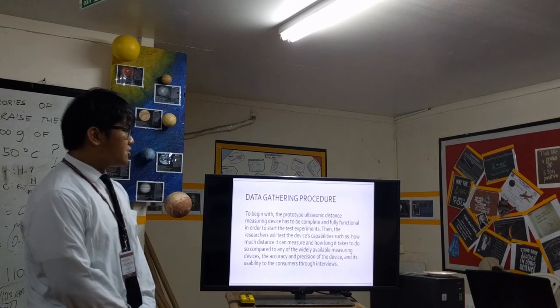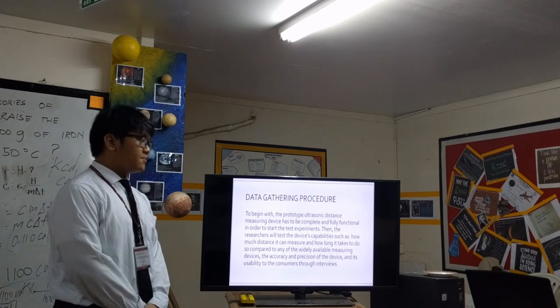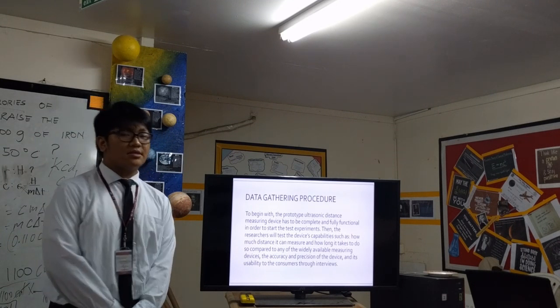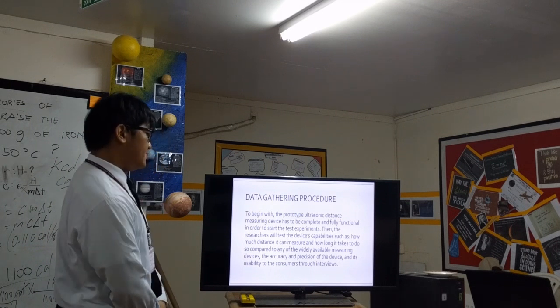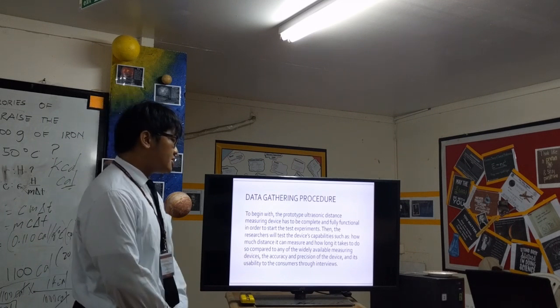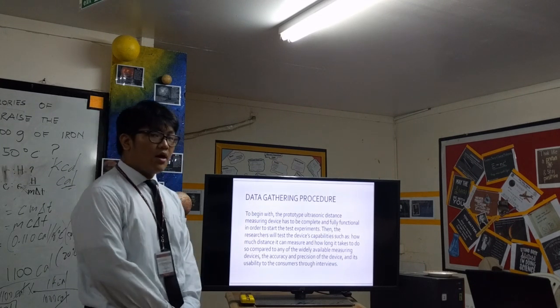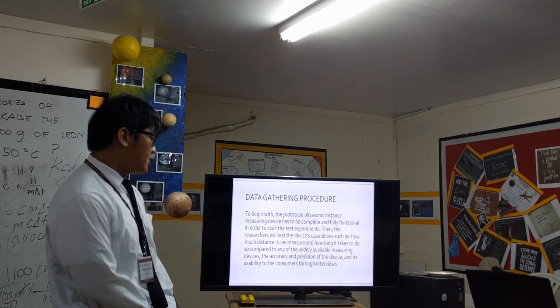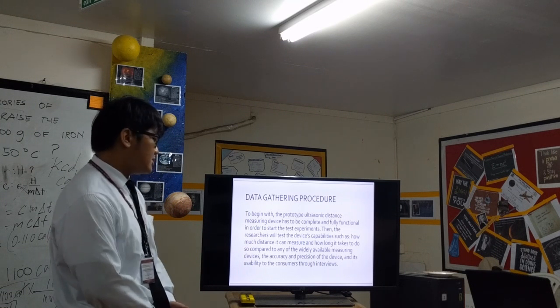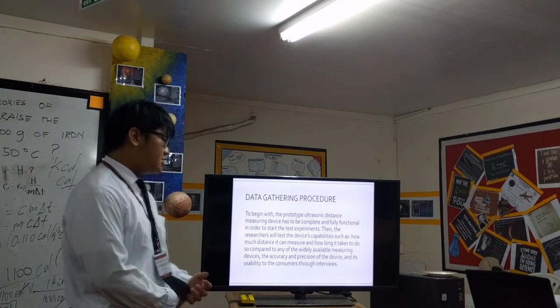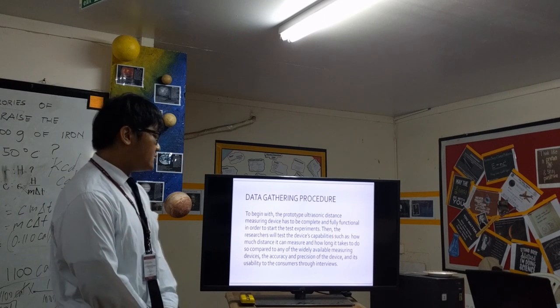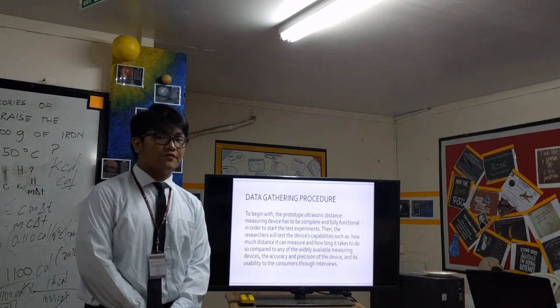Moving on with the data gathering procedure. To begin with, the prototype ultrasonic distance measuring device has to be complete and fully functional. Then the researchers will test the device's capabilities, such as how much distance it can measure, how long it takes to do so compared to any of the widely available measuring devices, the accuracy and precision of the device, and its usability to the consumers through interviews.